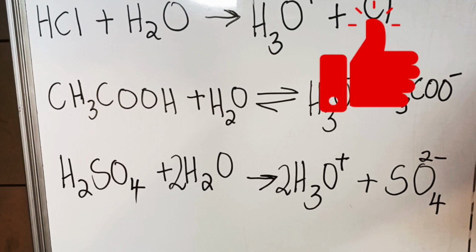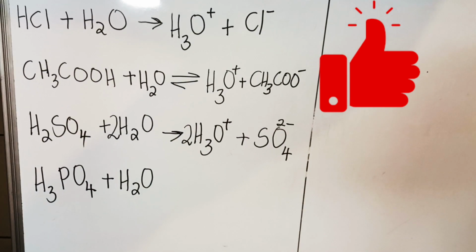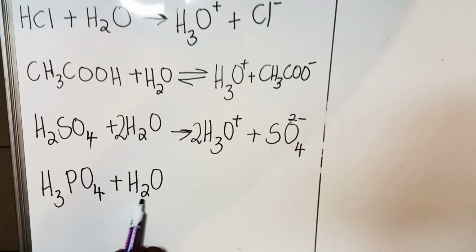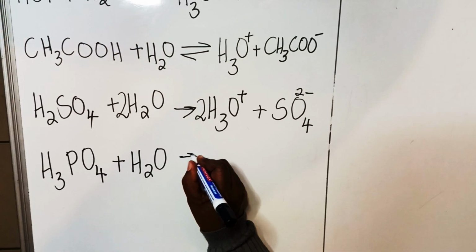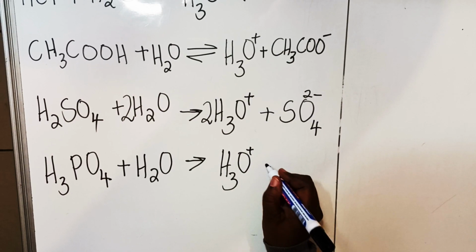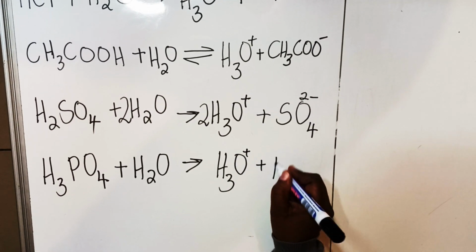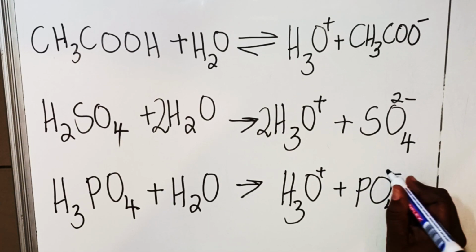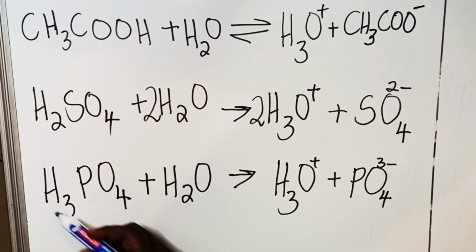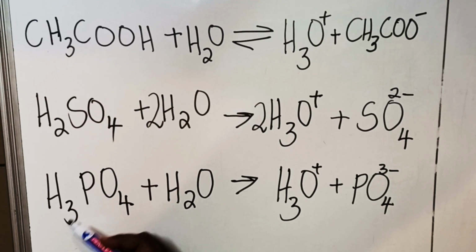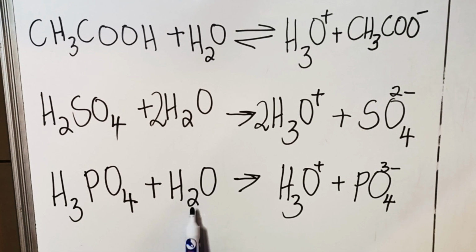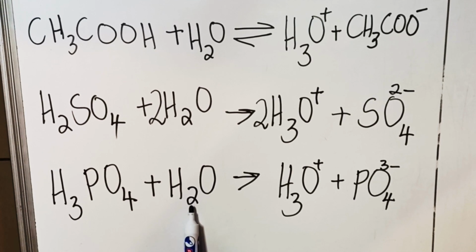Let's look at another example. Okay, here is an acid. This is phosphoric acid. It reacts with water. So what will it form? It's going to form hydronium ion and phosphate ion. Now it will be 3 minus. Why 3 minus? Do you see there are 3 hydrogens? So it's going to lose 3 hydrogen atoms. These 3 hydrogen atoms are going to react with 3 water molecules.